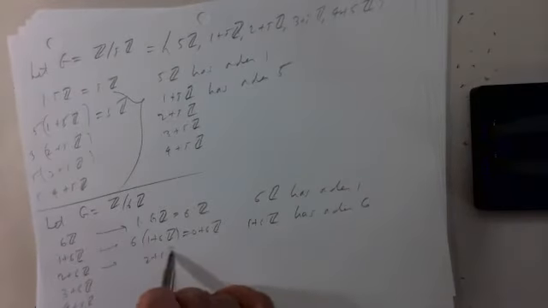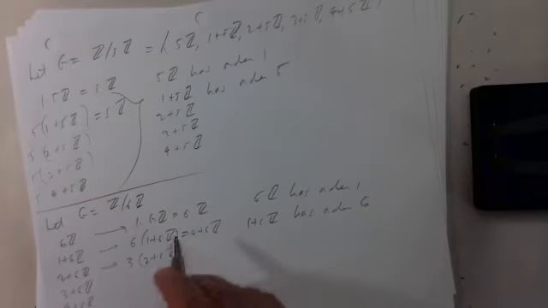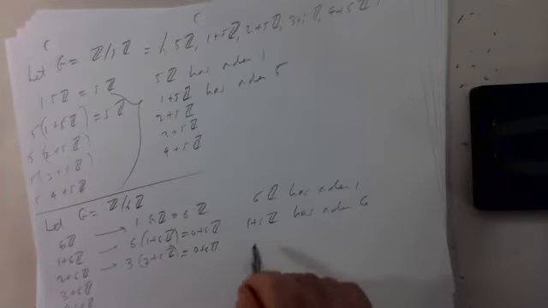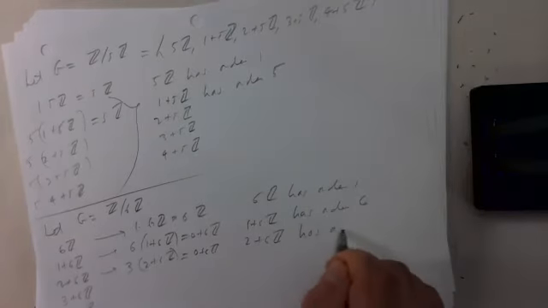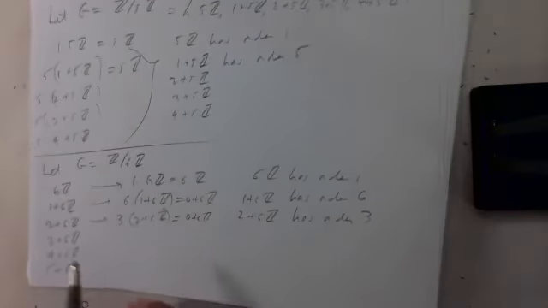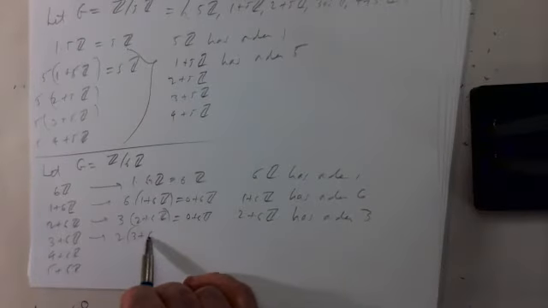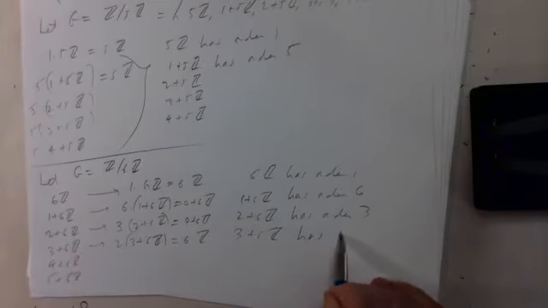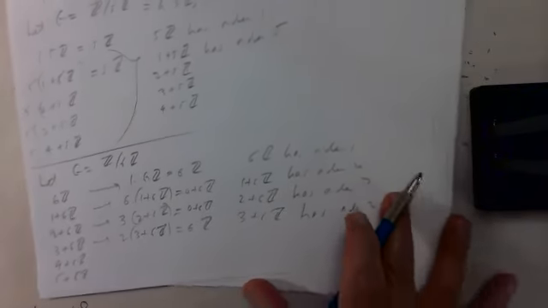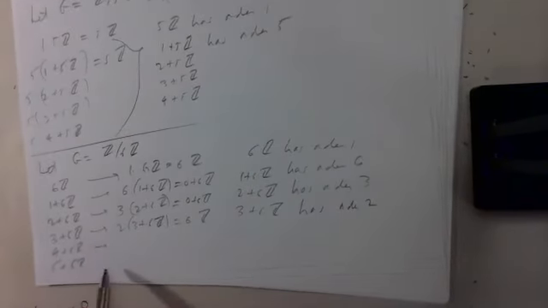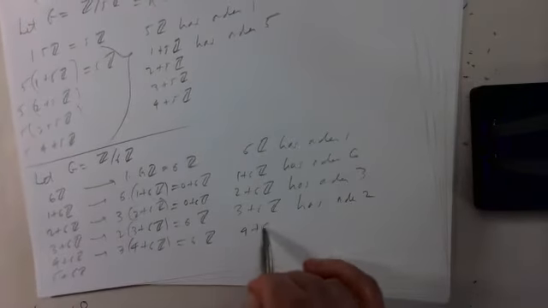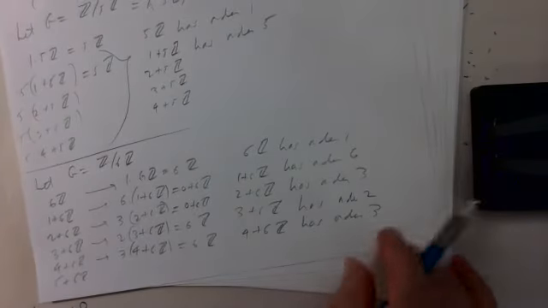What about 2 plus 6Z? Well, you get 2, 4, 6. When you add it to itself 3 times, you get 6 plus 6Z, which is 0 plus 6Z or 6Z. So 2 plus 6Z has order 3. 3 plus 6Z, well, you add it to itself twice, you get 6 plus 6Z, which is 6Z. So 3 plus 6Z has order 2. 4 plus 6Z, when you add it to itself, you go 4, 8, 12. Aha, 3 times. 3 times 4 plus 6Z is 6Z. So 4 plus 6Z has order 3.